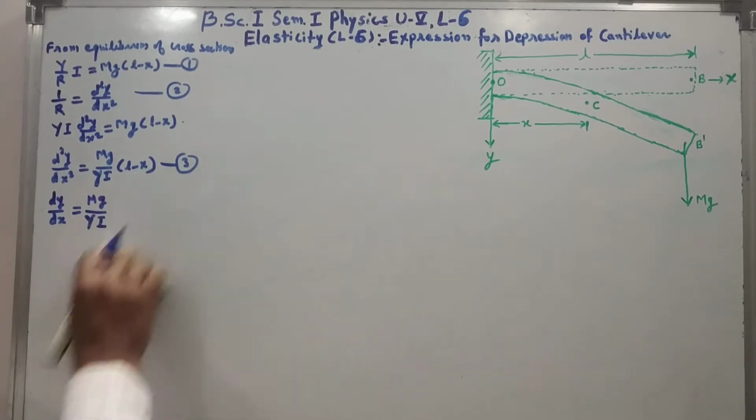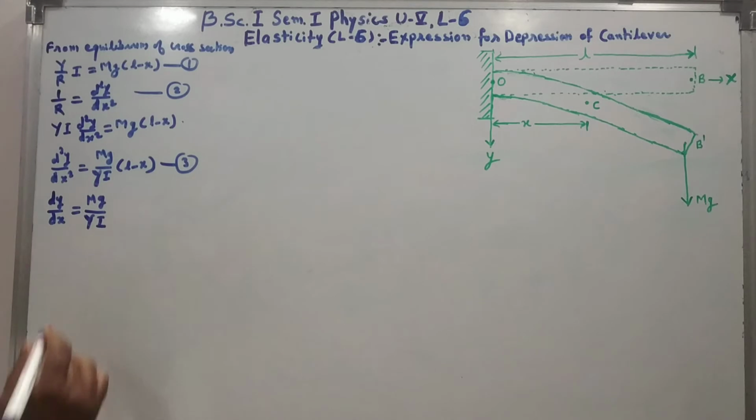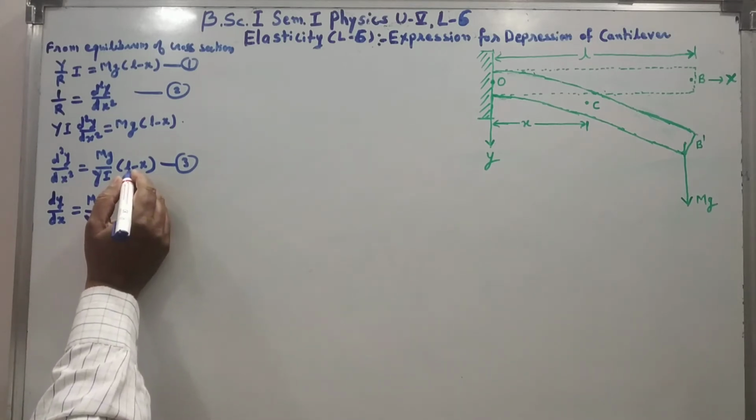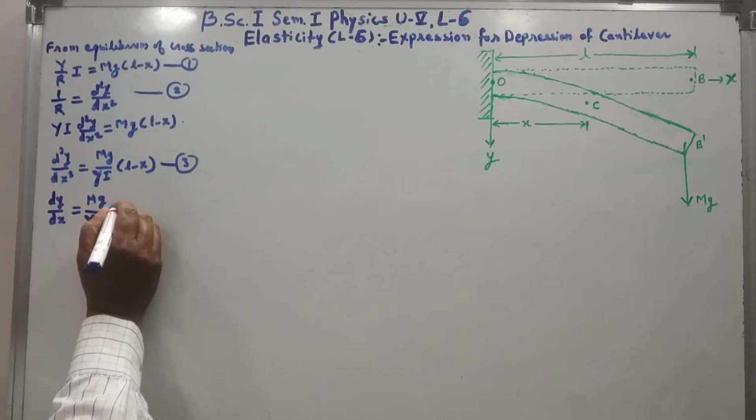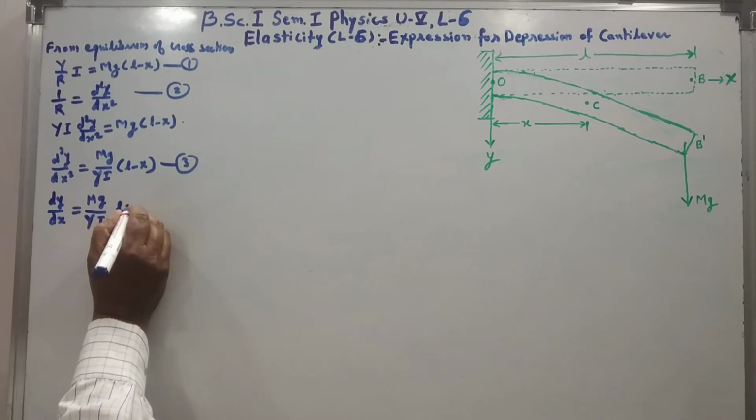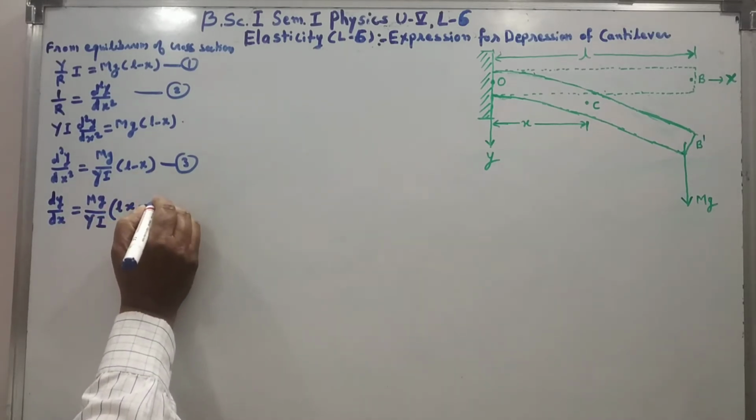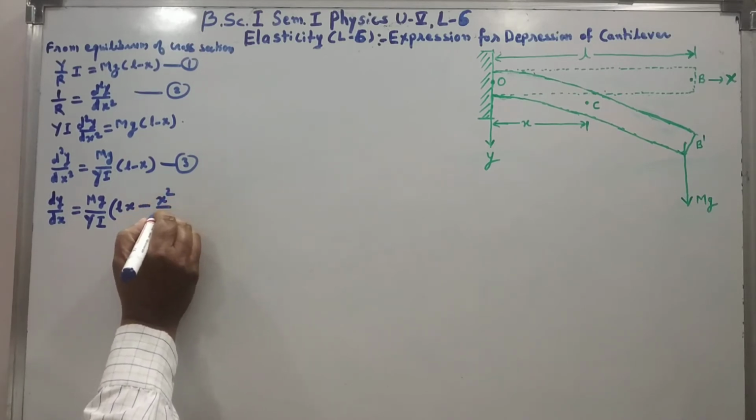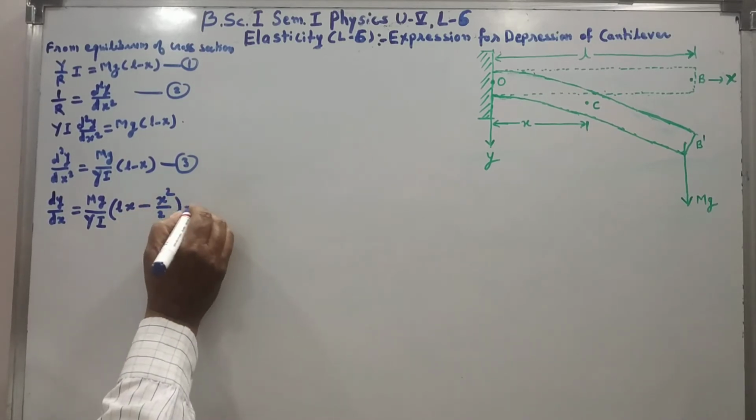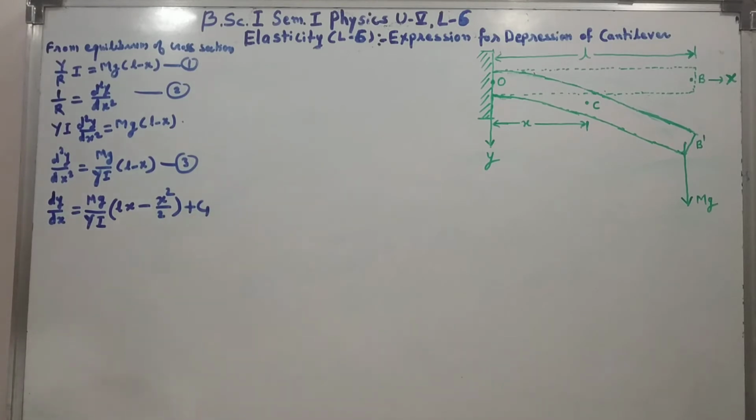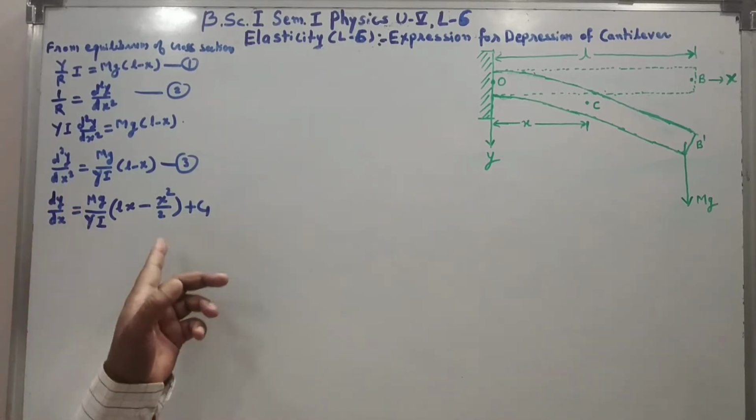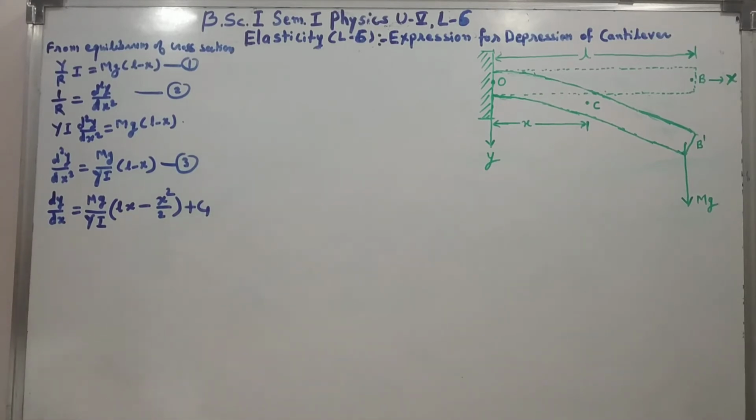So dy by dx is equal to Mg upon YI into the integral of (L minus x). The integral of L is Lx, and the integration of x is x square by 2, plus the constant of integration C1. So we got Lx minus x square by 2 plus C1 after integrating equation 3.